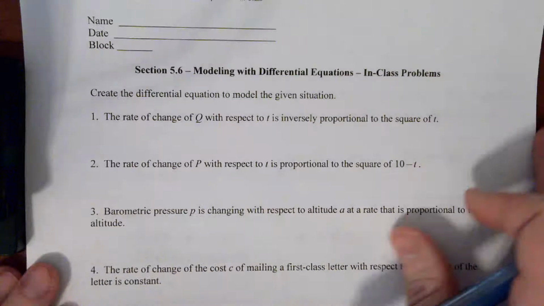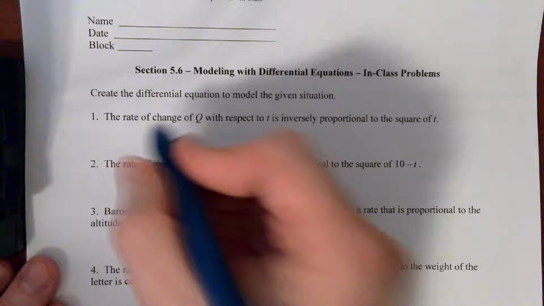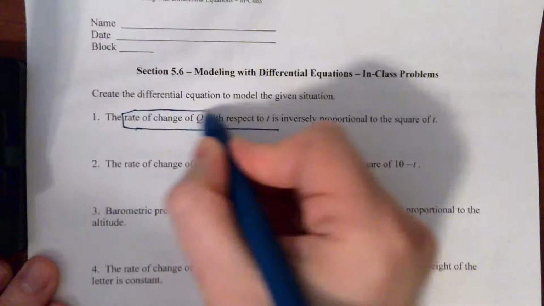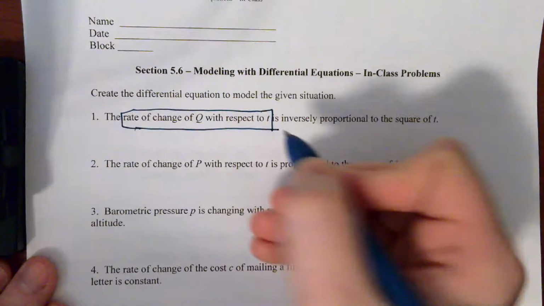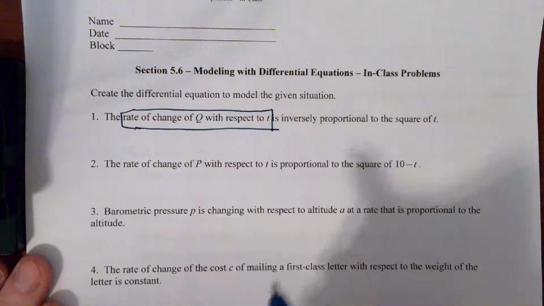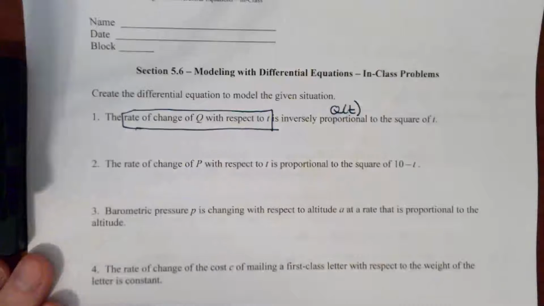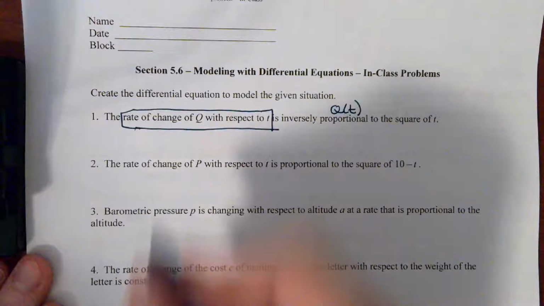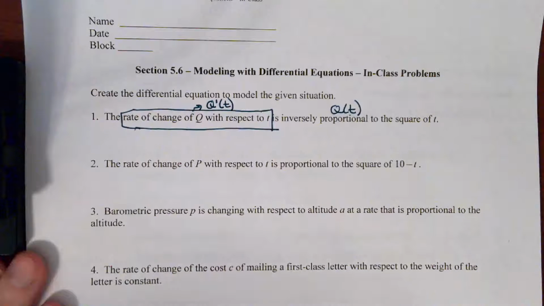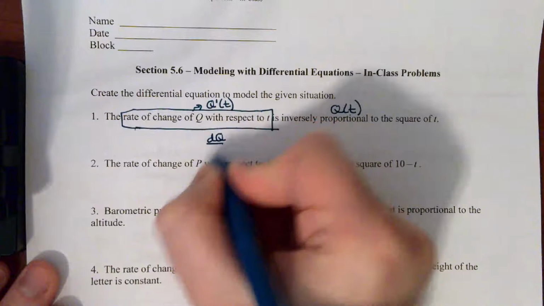In the first one, we're told the rate of change of q with respect to t is inversely proportional to the square of t. Okay, so the rate of change of q with respect to t. This is me talking about a derivative here. With respect to t just means t is our variable. So it's kind of like I have the function q of t in this problem. If I'm talking about the rate of change of q, that would be q prime of t. Although we're going to use the notation we used in the last section, we're going to call that derivative dq dt.